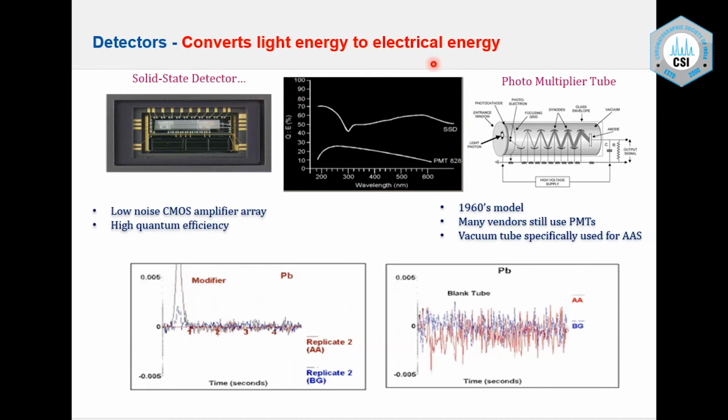What is different between these two detectors is that the quantum efficiency of the solid state detector is high. Because of this higher quantum efficiency, the signal to noise ratio is very low compared to PMT.